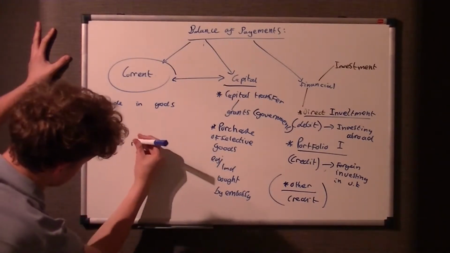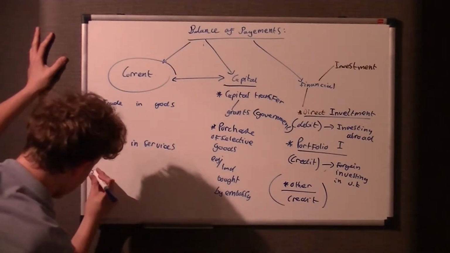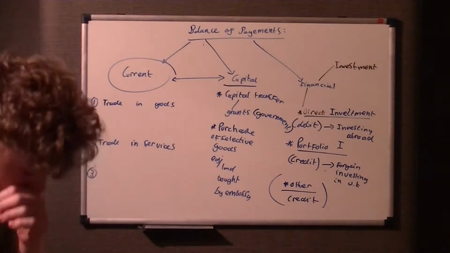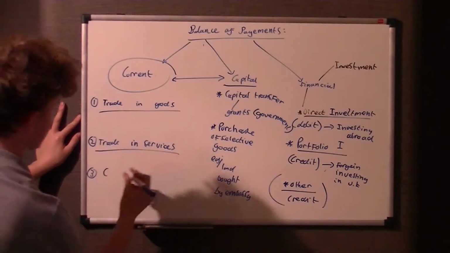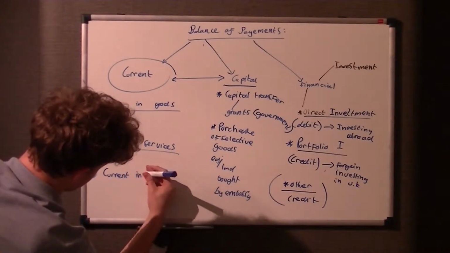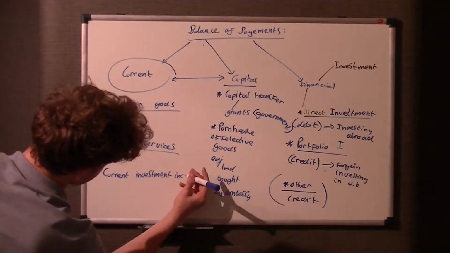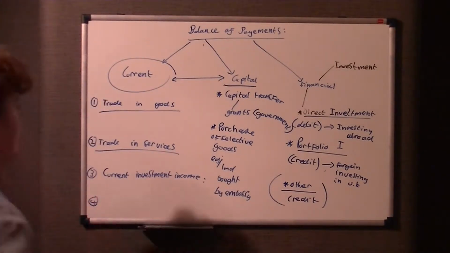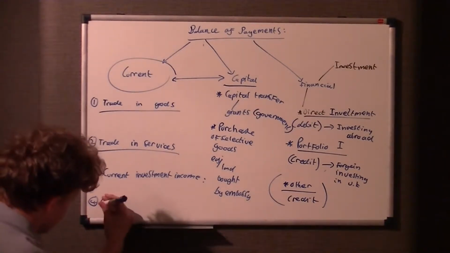There's another name for these two, which I'll go over in a minute. There's a lot of stuff I'm going to go over here. Trading services. And as well as those two, we have current investment income, which is a confusing one, but all you need to know really is these two, so I'll just underline them. Current investment income. And fourth and finally, we have current transfers.